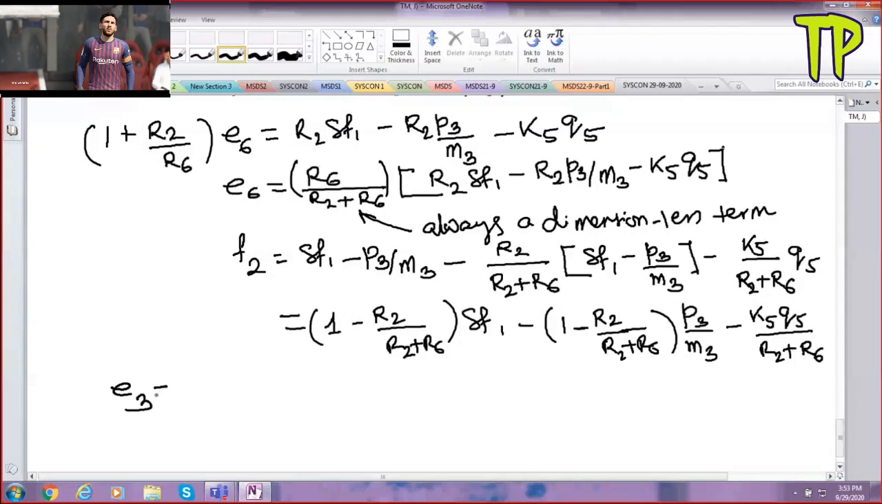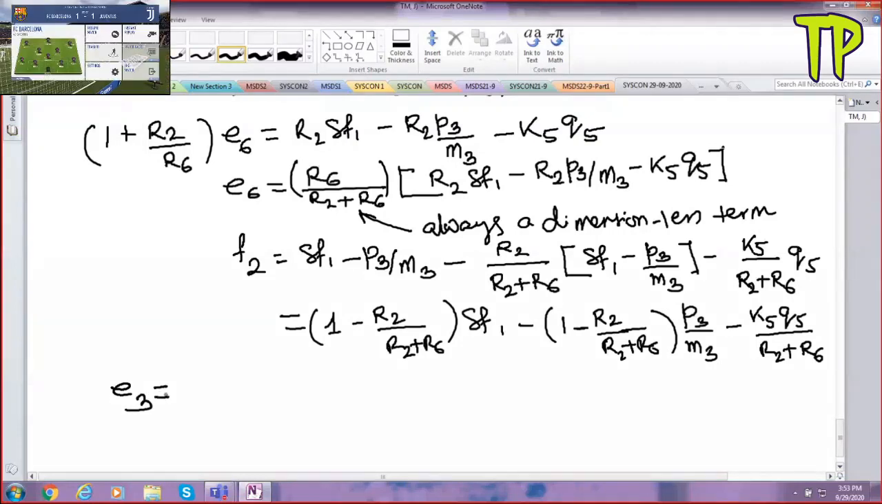Sir, Q5 will be plus. K5, Q5 here was minus. Here it was minus. Here it was minus. Here it was minus. How will it become plus? So there is a minus on the outside. Which minus is outside? Sir, in F2 it will be minus E6, right?